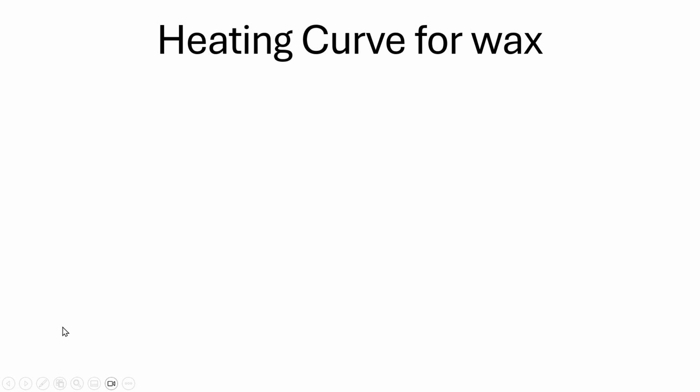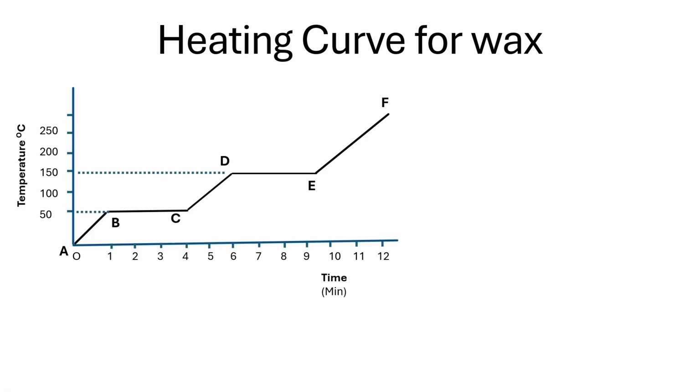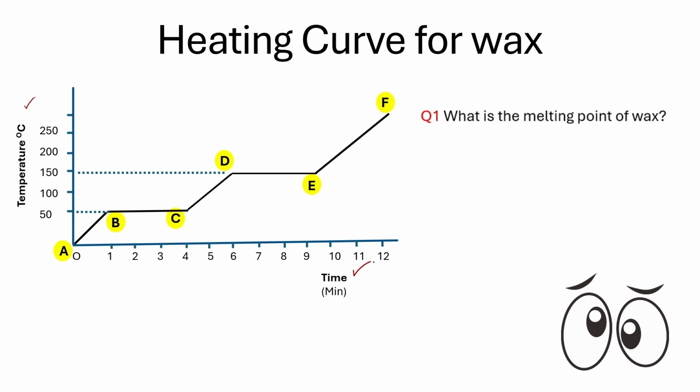Questions regarding heating and cooling curve. As you can see, I have drawn the graph and I have again mentioned A to B, C, D, E and then F. On the y-axis we have temperature and on the x-axis we have time, which is in minutes, and temperature is in degrees centigrade. So the questions I have written are: what is the melting point of wax?